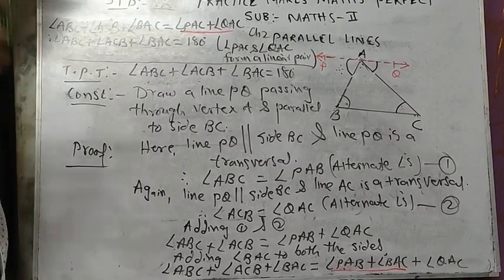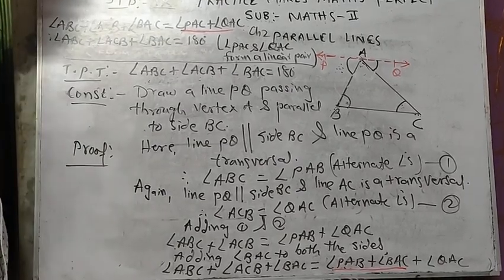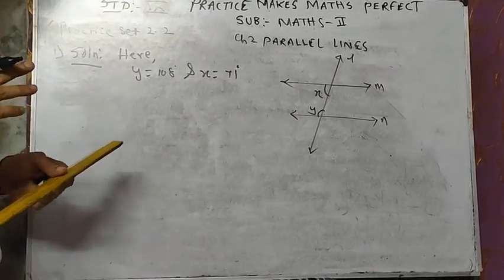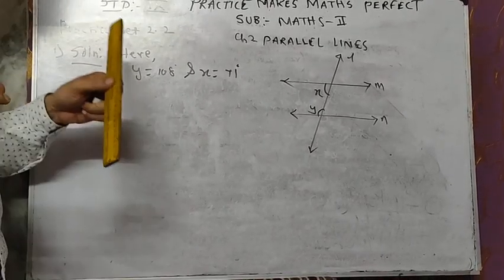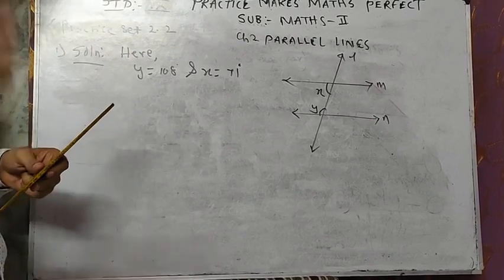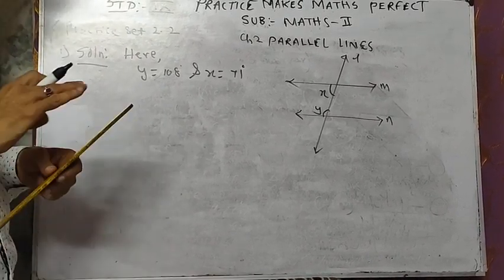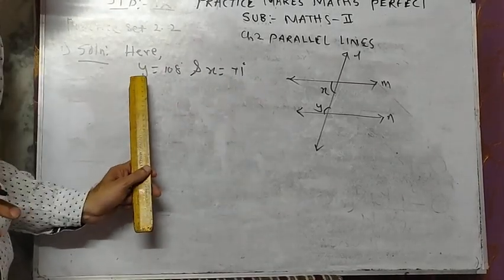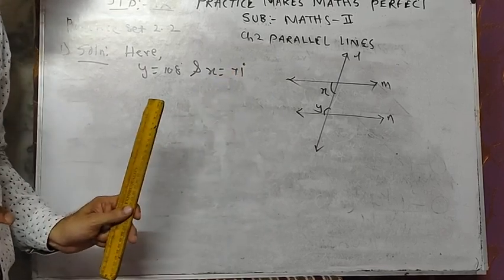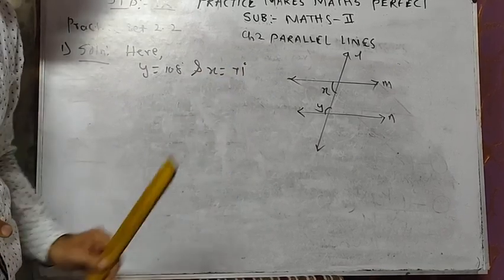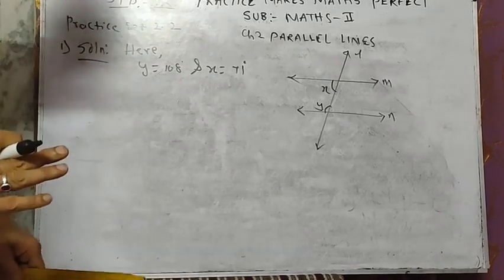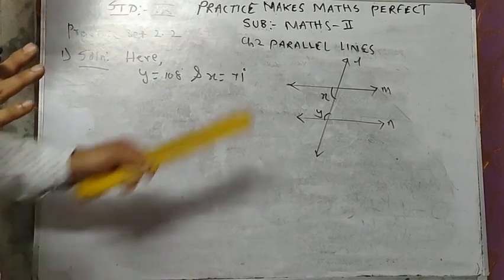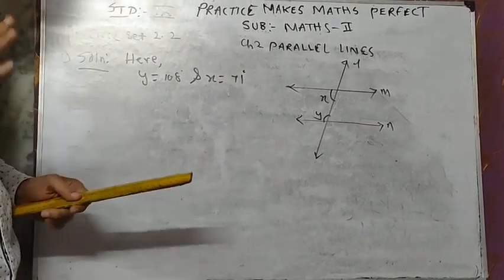Now we are going to solve practice set 2.2. Sum number 1. It is a very easy sum. All of you know corresponding angles, alternate angles, interior angles, everything now. This diagram is given to you, and x is 71 and y is 108. The question is, are the lines M and N parallel? Justify.